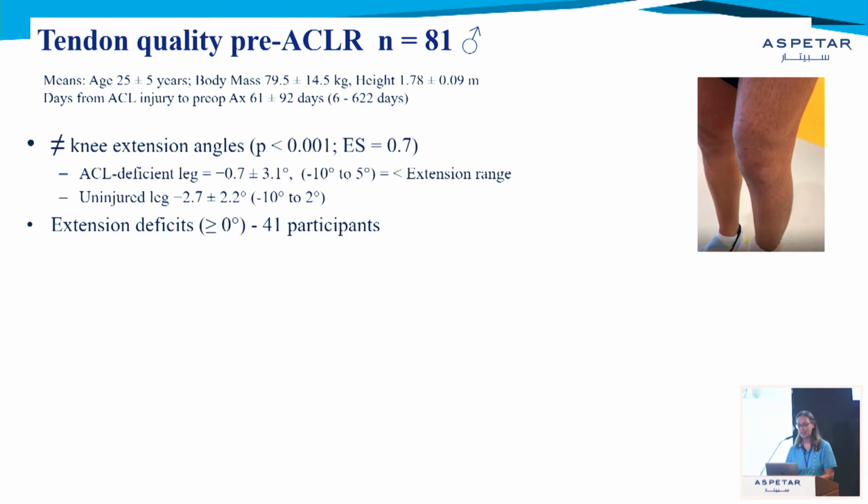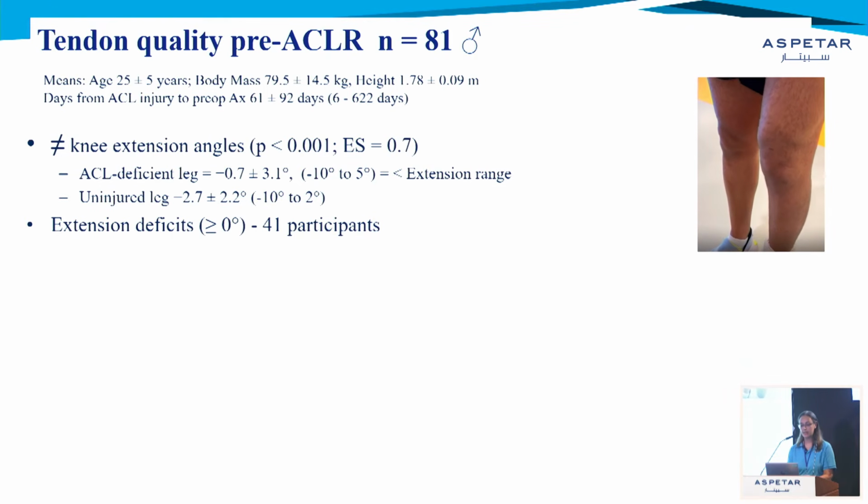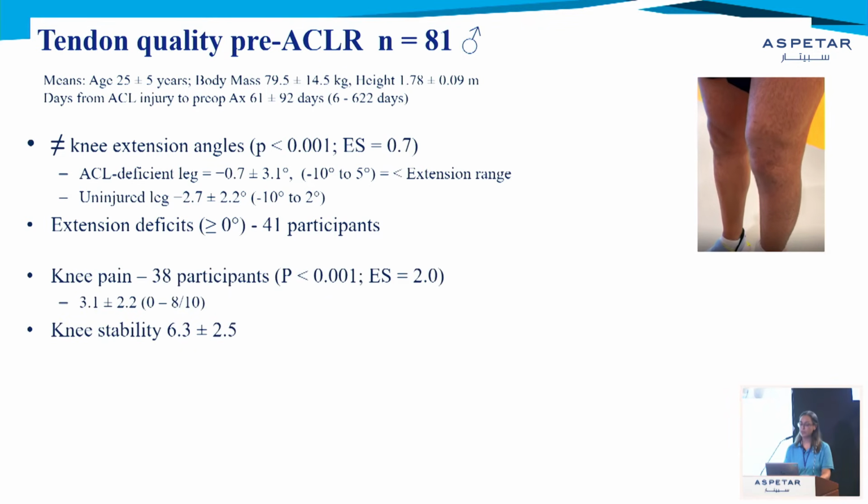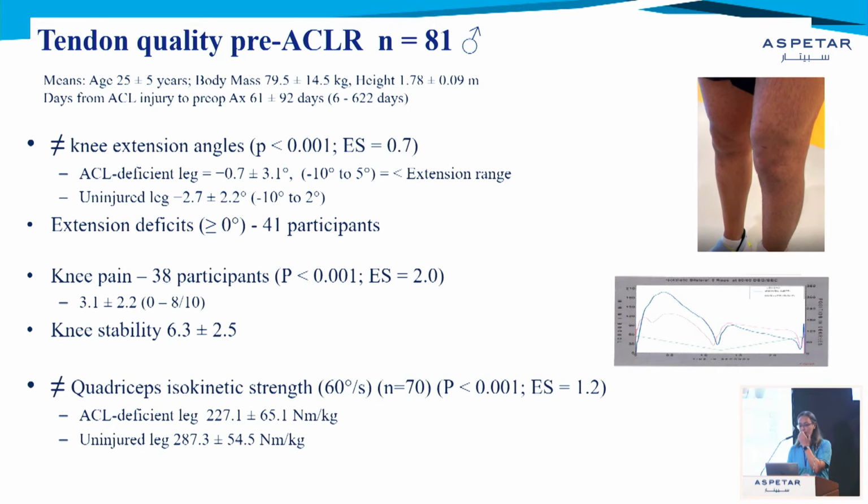preoperatively. And we observed that the injured knee presented a deficit of extension. They presented reduced knee angles. And then 38 of them presented knee pain. They reported an average stability of 6 out of 10. And they presented reduced quadriceps strength in the injured leg.